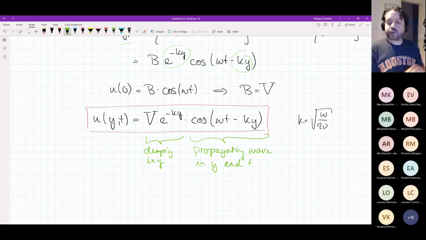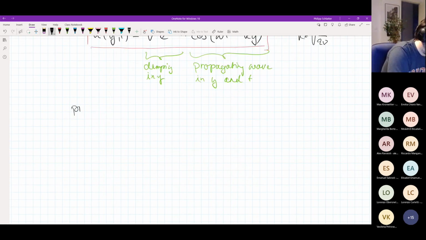So that means the solution that we have now obtained has actually two different components which are multiplied with each other. On one hand, we have a damping in the vertical direction, this e to the minus ky, and then we have something that is just propagating. It's a cosine, so that means it's always between 1 and -1, so that the amplitude will not change. It will just kind of move in space. That's what I would like to just show you.